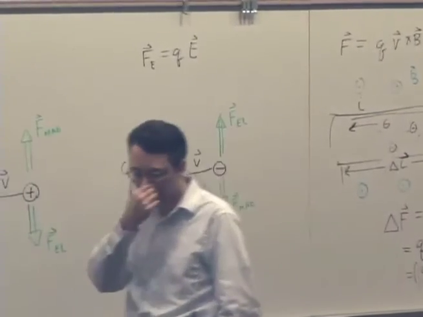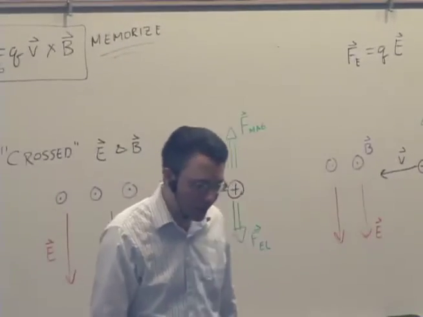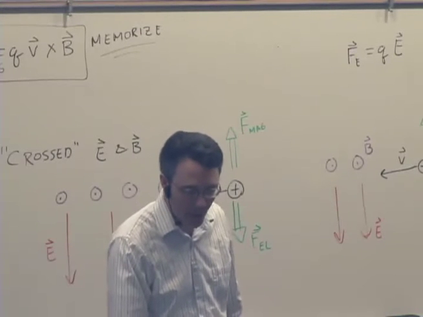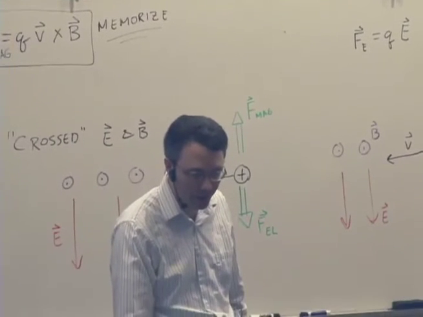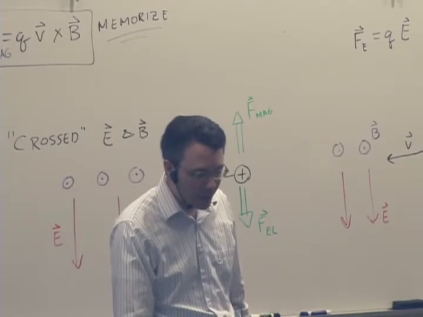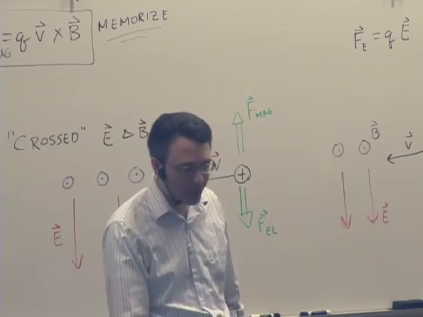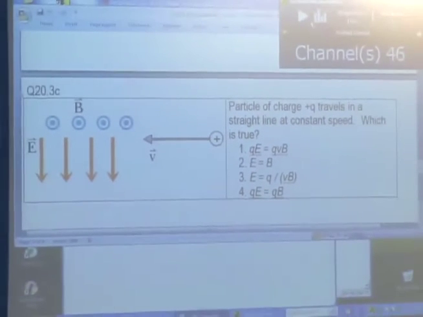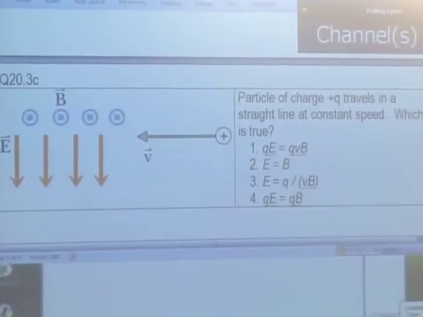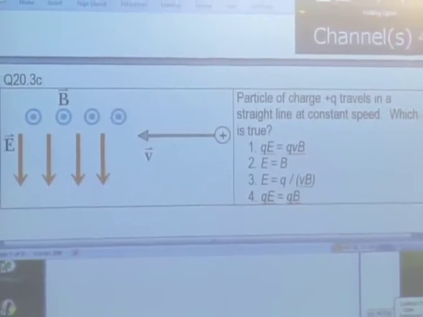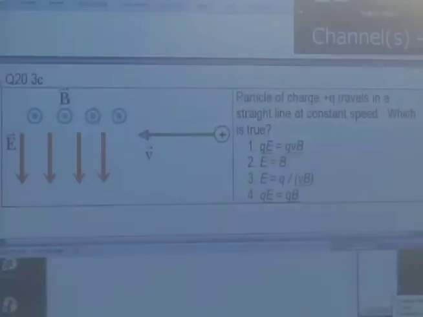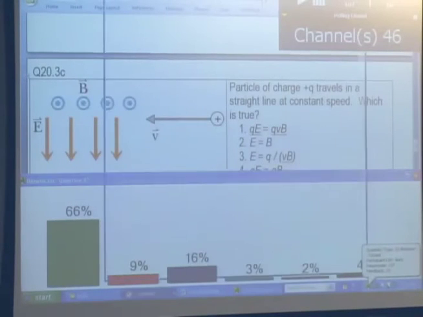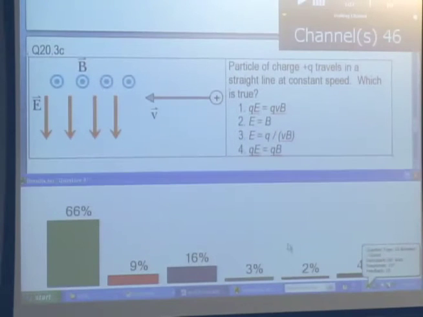Newton's second law tells us that if the net force is 0, the momentum of the charge, and therefore the velocity, isn't going to change. No acceleration on it, so it will just travel at a constant velocity. So what's got to be true? Let's say we have a charge Q traveling in a straight line at a constant speed. What's got to be true? Okay, most of us are saying, although there's some disagreement here, that QE is equal to QvB.